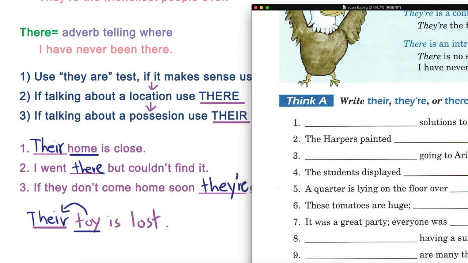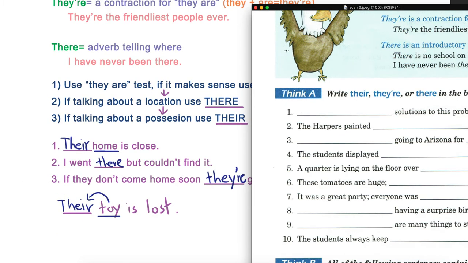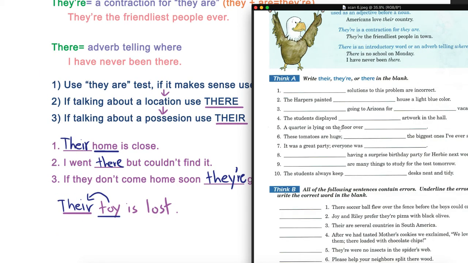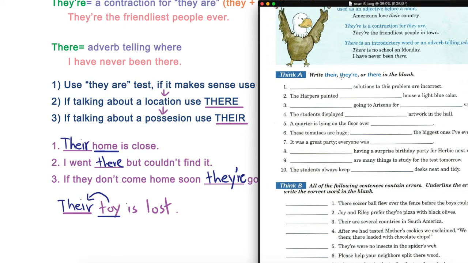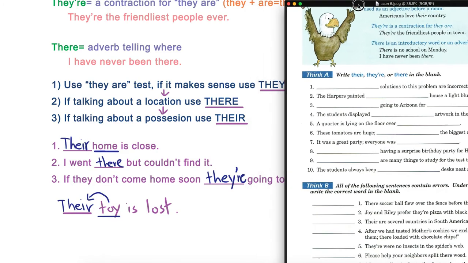I'll make this smaller so that we can see the other thing I wrote and this at the same time. Okay, all right. Let's use the they're test first. So number one, blank solutions to this problem are incorrect. So definitely not using they apostrophe re.